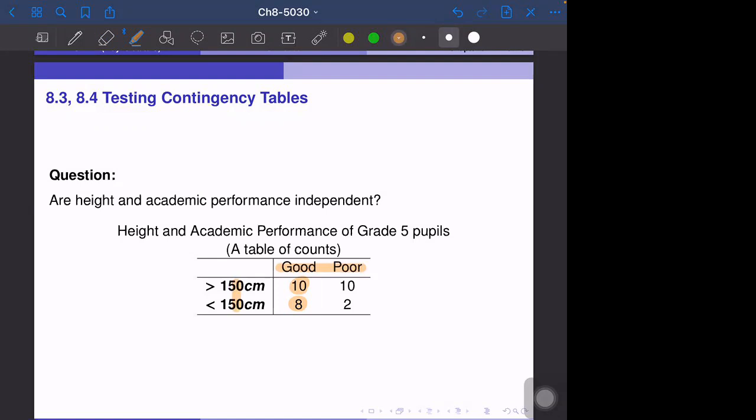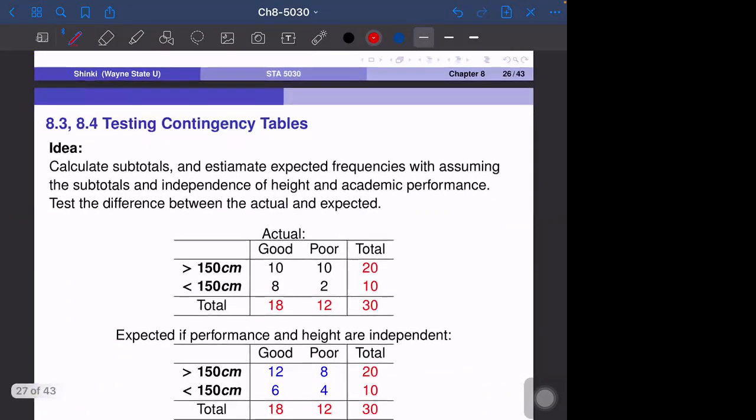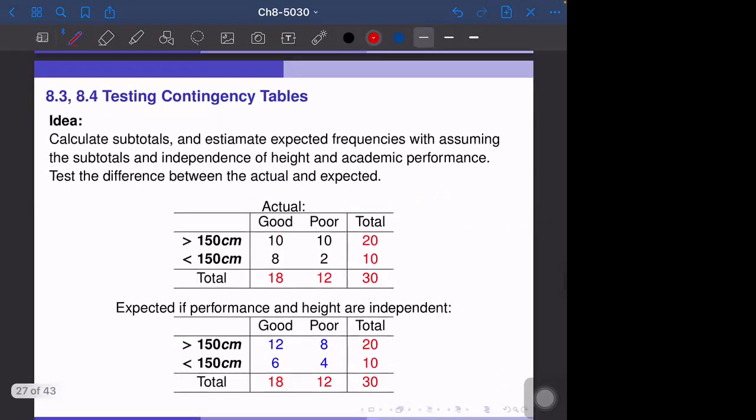So we want to test if these two factors are significantly dependent or not. The null hypothesis is that these two factors are independent, and the alternative is that they are dependent in some way. And the idea to test this table: at first, calculate the subtotals. So we calculate 20, 10, and 18 and 12.